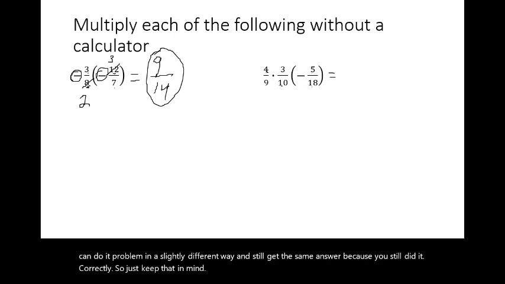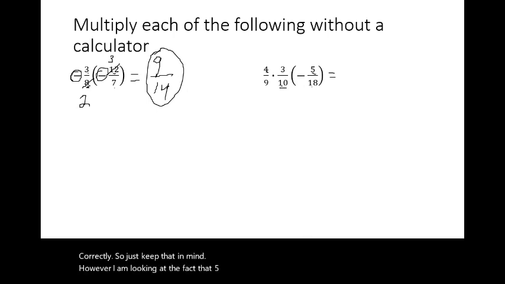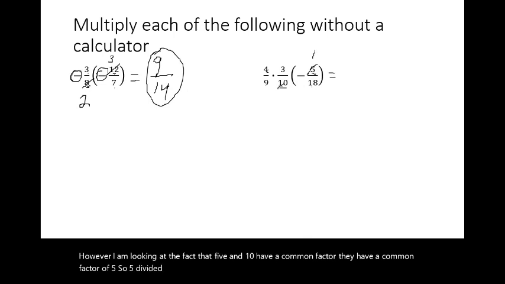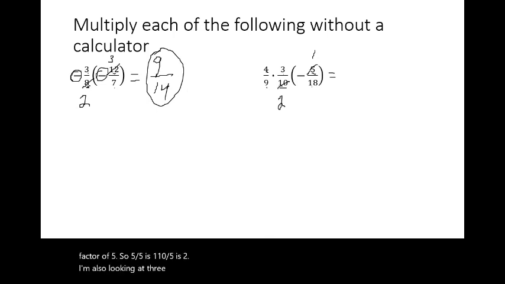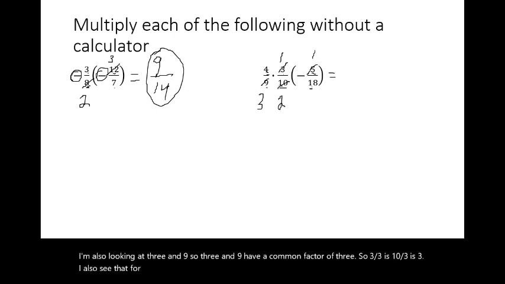However, I am looking at the fact that 5 and 10 have a common factor. They have a common factor of 5. So 5 divided by 5 is 1. 10 divided by 5 is 2. I'm also looking at 3 and 9. So 3 and 9 have a common factor of 3. So 3 divided by 3 is 1. 9 divided by 3 is 3. I also see that 4 and 18 also have a common factor of 2. So 4 divided by 2 is 2, and then 18 divided by 2 is 9.